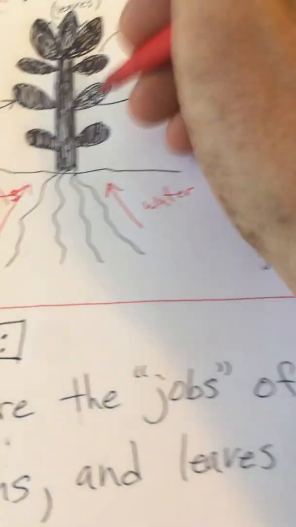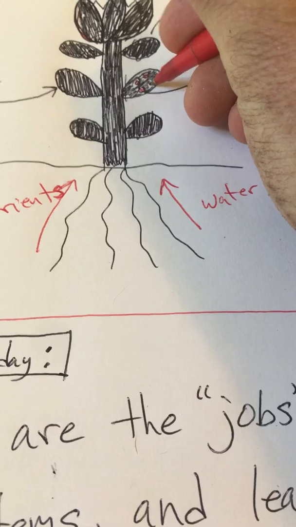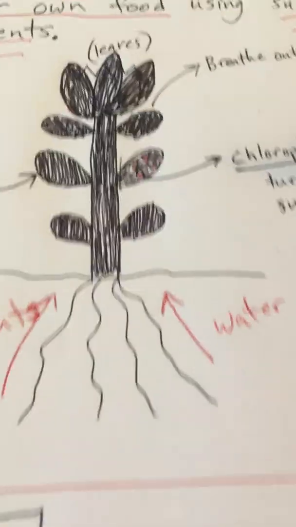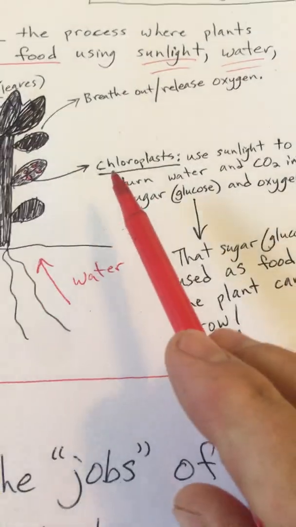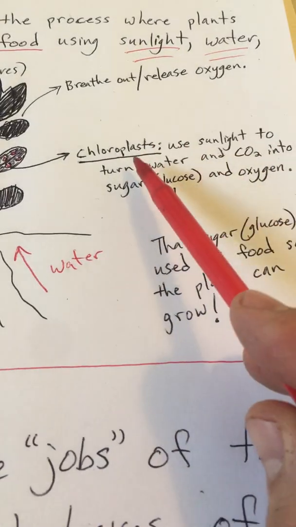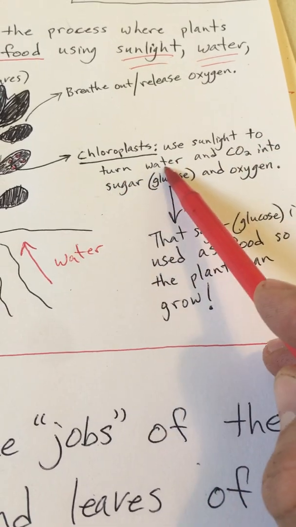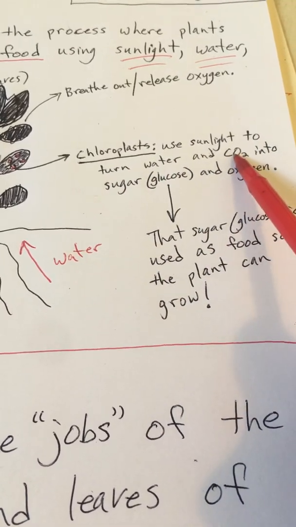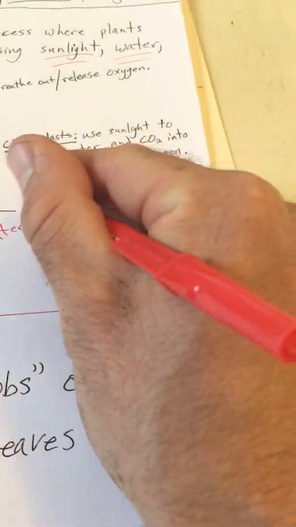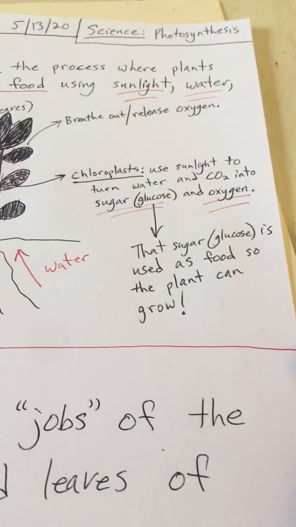So inside of the leaves, there's something, I'll color them in red. I'm showing them as little circles, right? You can't really see them. Maybe you can with a microscope. But there's something called chloroplasts on all of the leaves. Okay, so the chloroplasts' job is to use sunlight to turn water and CO2, that's carbon dioxide, into sugar called glucose. And they turn it into oxygen.